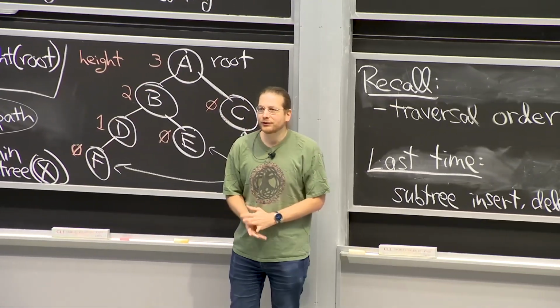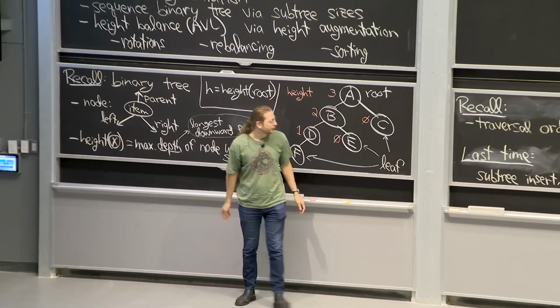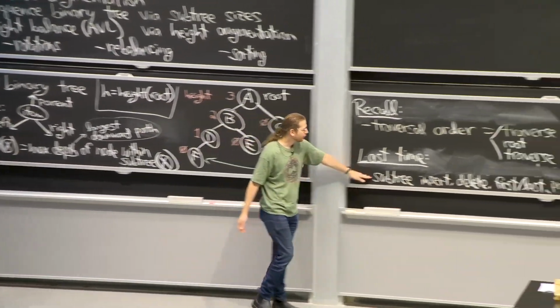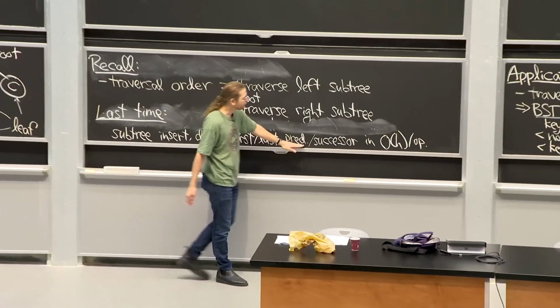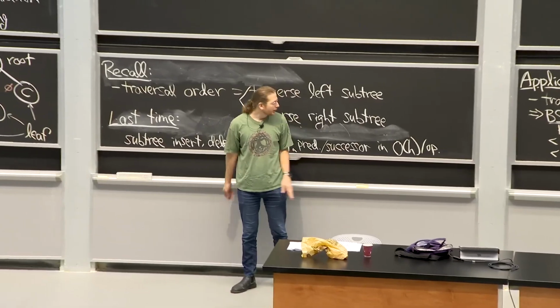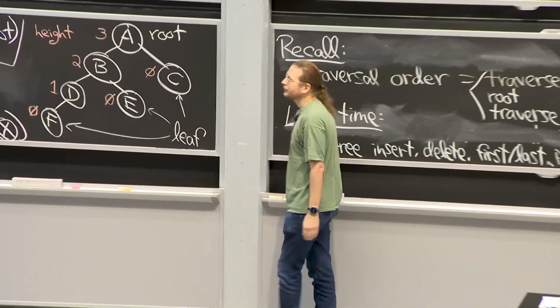And what we achieved last time was basically all of our operations ran in order H time. So we had subtree insert, subtree delete, subtree first and last. We could compute the predecessor and successor of a node, all in order H time. So as long as H was small, we were happy.